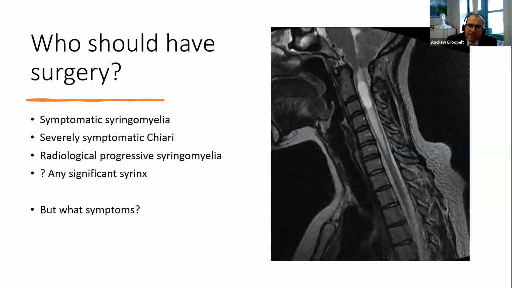So who should have surgery? In the presence of a severely symptomatic or progressive syrinx, then surgery is indicated. But what about the patient with no symptoms and a large syrinx or a progressive syrinx on imaging? The assumption is that a large syrinx might be causing damage and treatment would be to stop or reduce the risk of developing symptoms in the future. But there's very little evidence that this is the case in the literature, but it is something you need to consider to discuss with the patient.